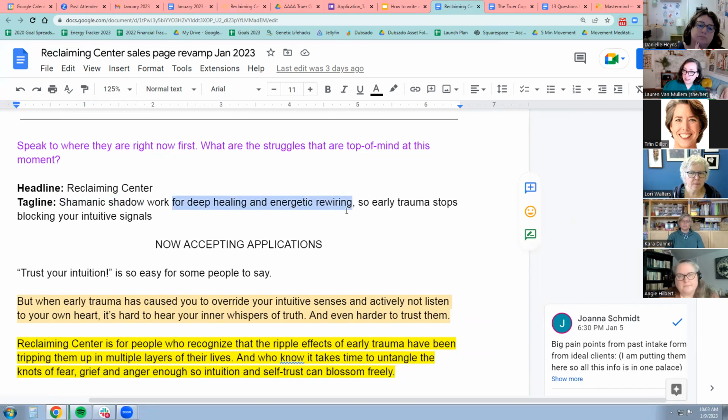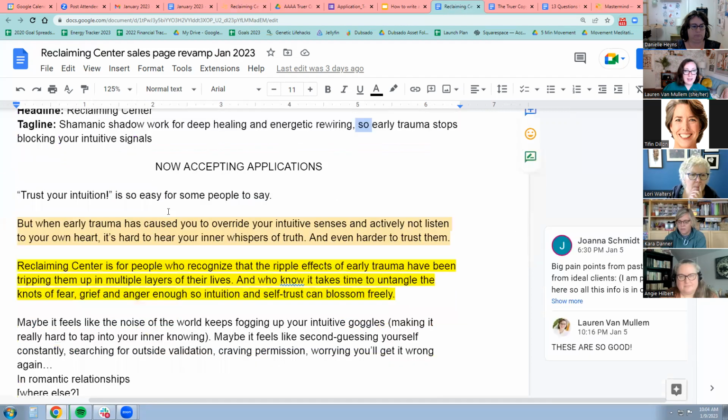It's kind of intriguing. That's a little different. So they can, whenever you see a so, it's a so they can. So early trauma stops blocking your intuitive signals. Now, this is an esoteric, difficult to explain thing that you really have to experience to know what the hell it is. And we've still gotten some clarity in there to give people the hint, like, oh, I'm interested in that. That sounds like kind of what I need. And they're going to read that first paragraph. And then for the first paragraph, this is what I was playing with.